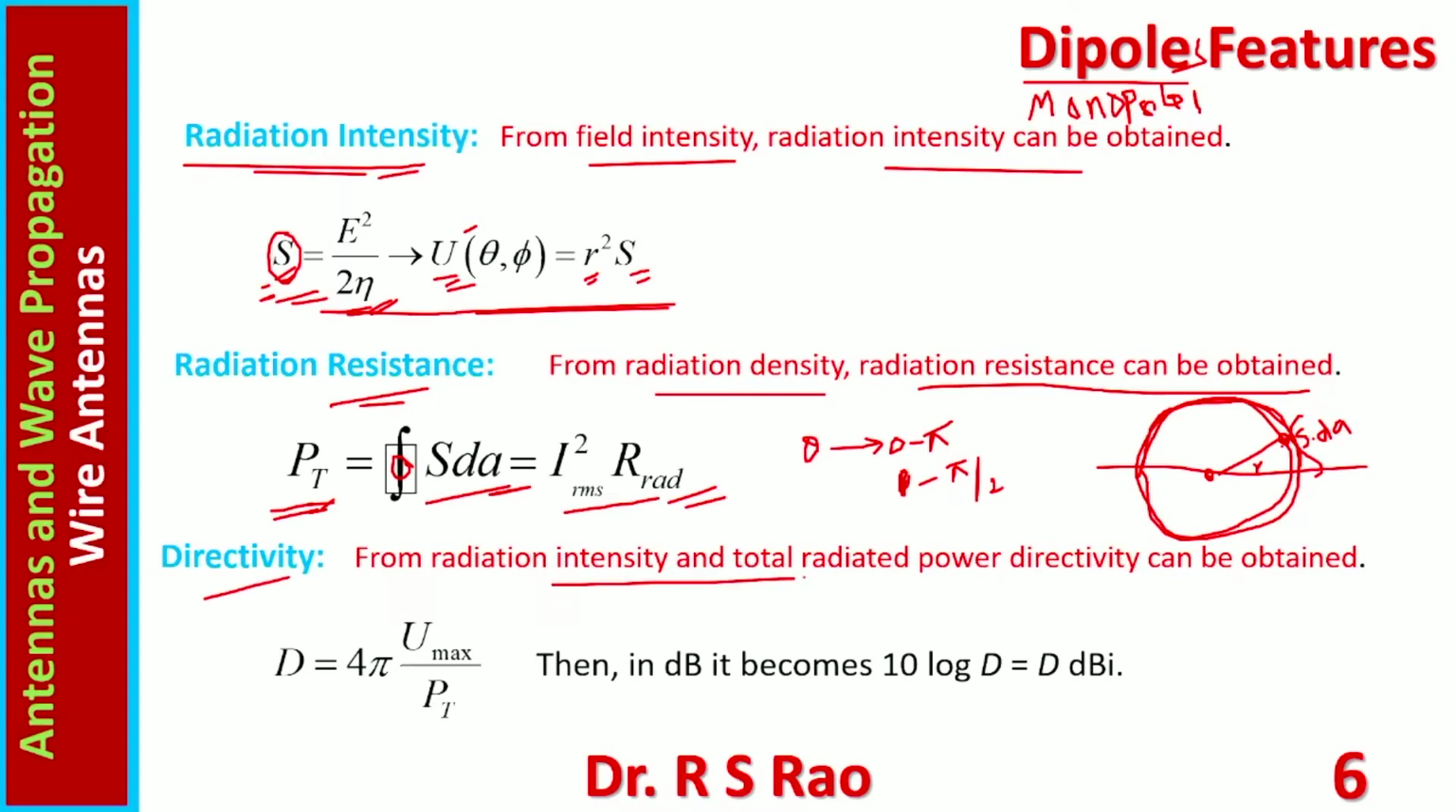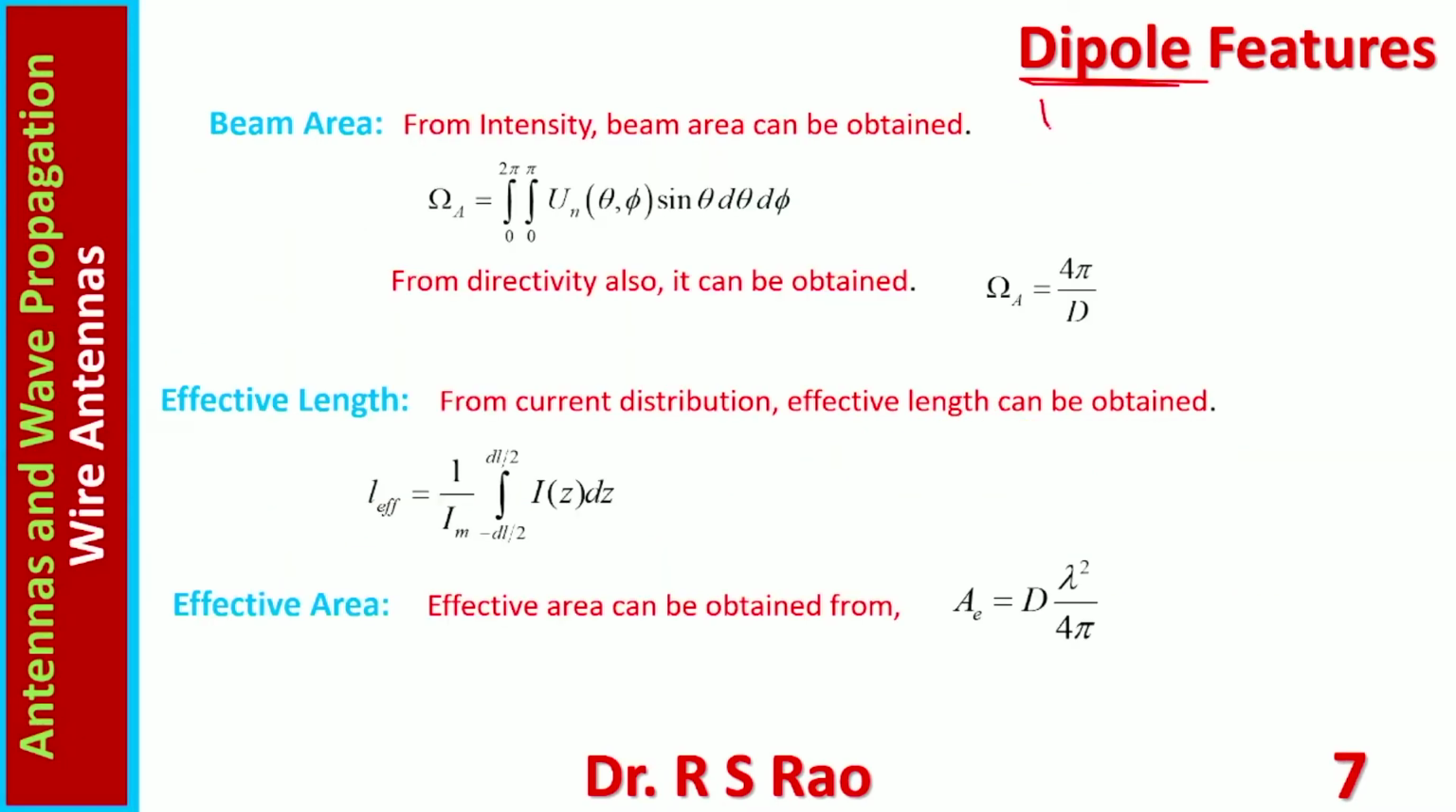Now directivity. From radiation intensity and total radiated power, directivity can be obtained. Directivity is 4 pi U max by Pt. This is one important parameter. U is available, U max can be found just by observation, Pt is available, and the ratio multiplied by 4 pi gives directivity. In dB, it can be obtained by applying 10 log over D. This applies to dipoles and monopoles, both monopoles. As already mentioned, the discussion here applies to monopoles too.